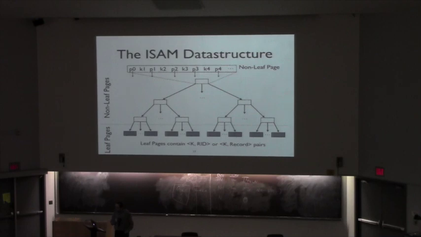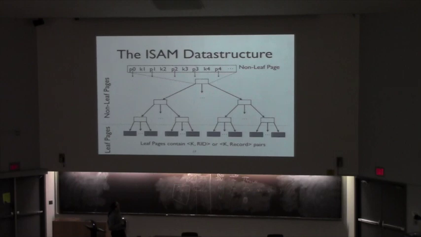All right. So going back a couple of decades ago, some of the early databases used an index structure called ISAM, or indexed sequential access method. This was basically a way, given a sorted data file, to reduce the cost of doing lookups on the data.